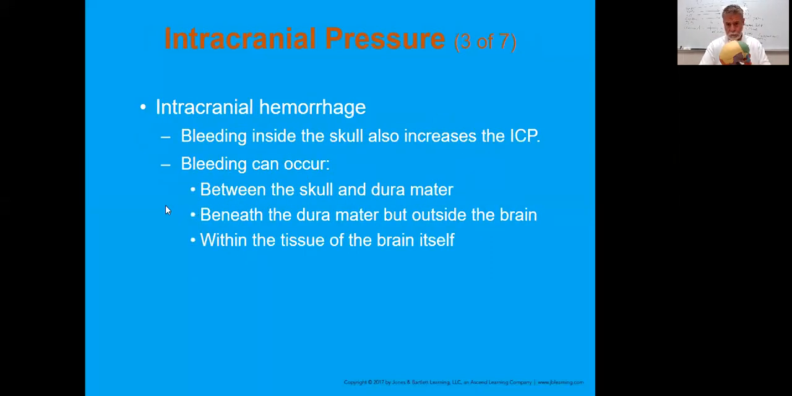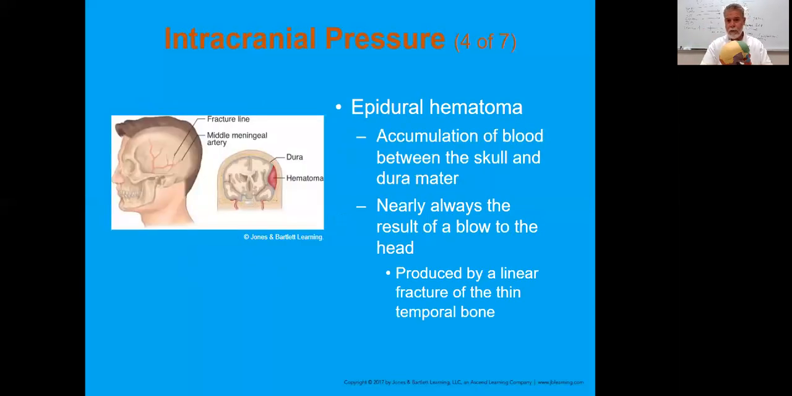Intracranial hemorrhage, again, and I think this will also look at different types of brain bleeds that someone can have. But the bleeding can occur between the skull and the dura mater, between the dura mater and the brain, outside the brain, and actually inside the brain tissue itself. And those are the ones that we're coming up with now.